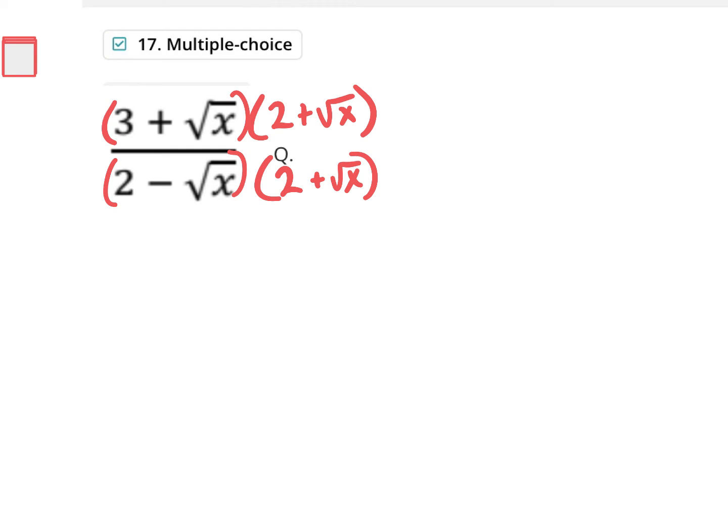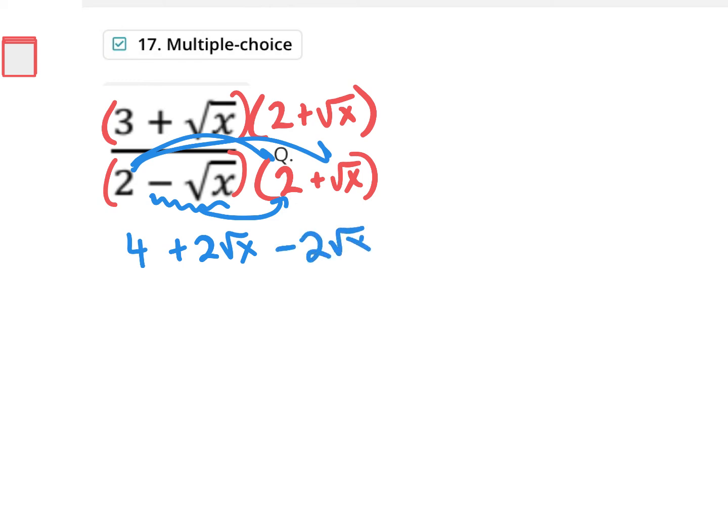So we have a lot of work to do. Let's begin with the bottom, which should work out to be a nice answer without square roots. So 2 times 2 is 4. 2 times square root of x is positive 2 square root of x. But when you go negative square root of x times positive 2, that'll give you a negative 2 square root of x.